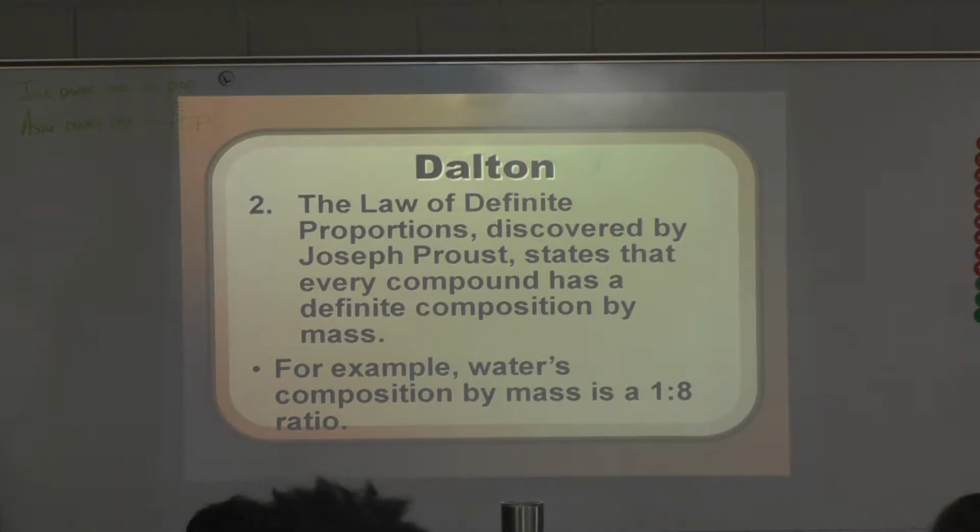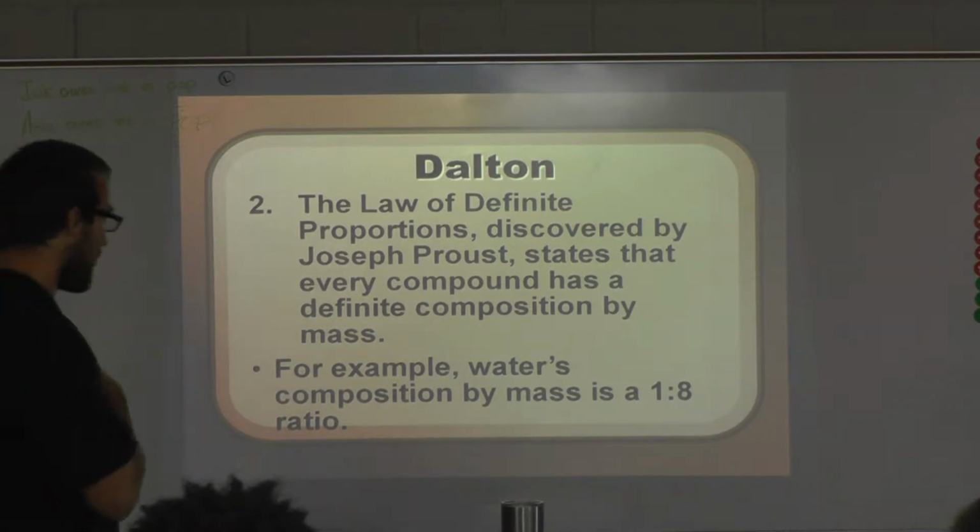He noticed a 1 to 8 ratio by mass. But remember, he assumed that there was only 1 hydrogen and 1 oxygen for every water molecule.